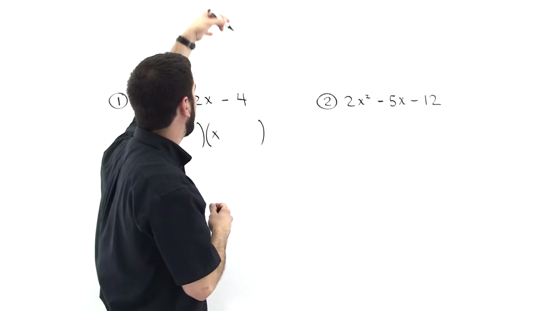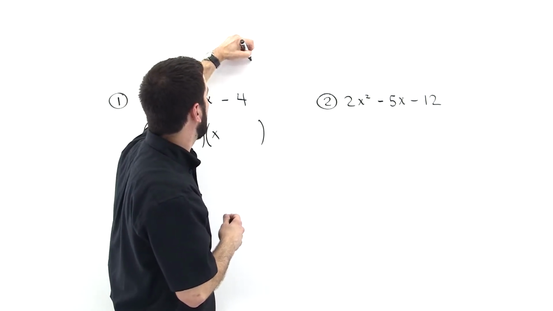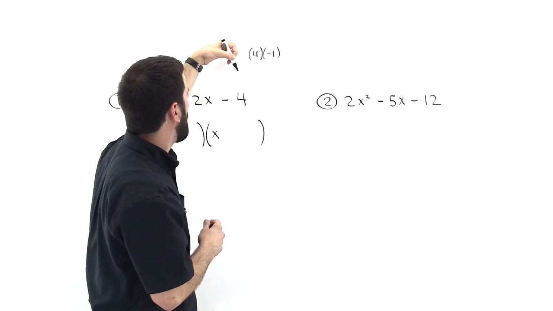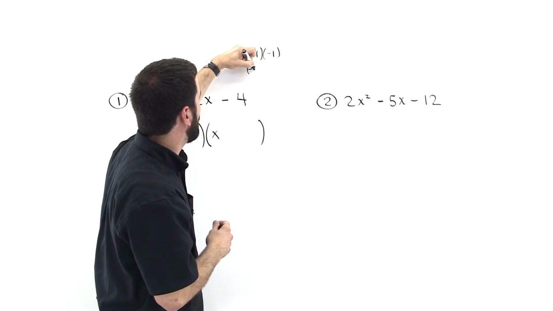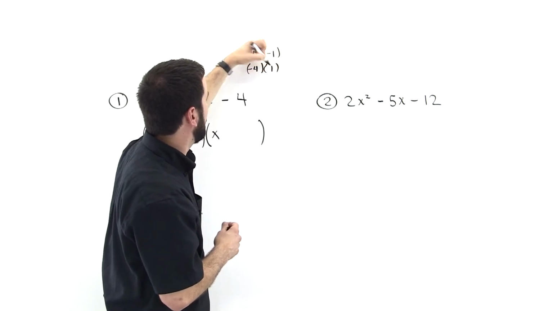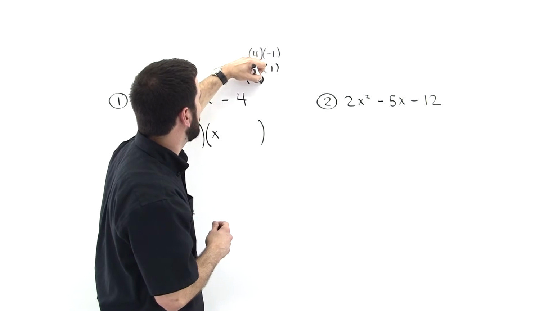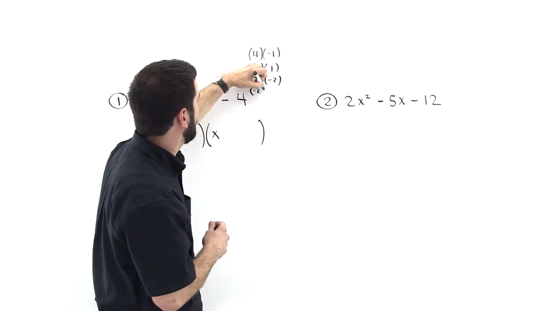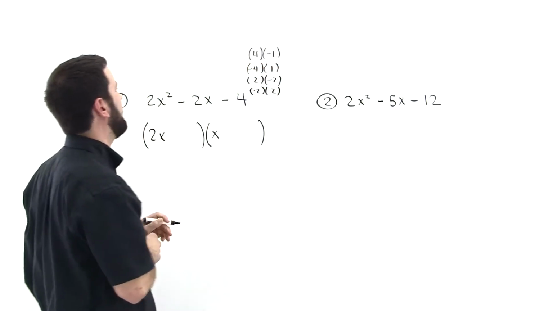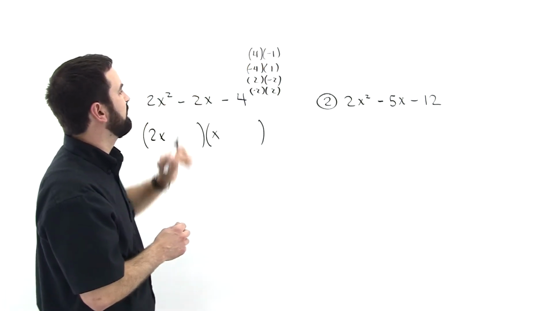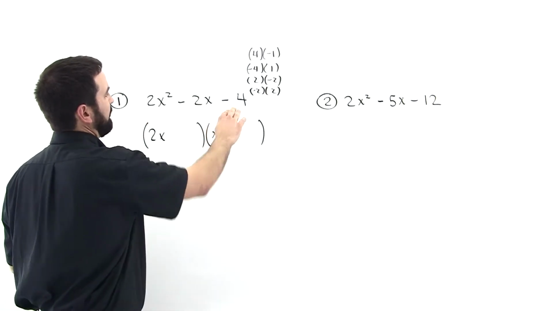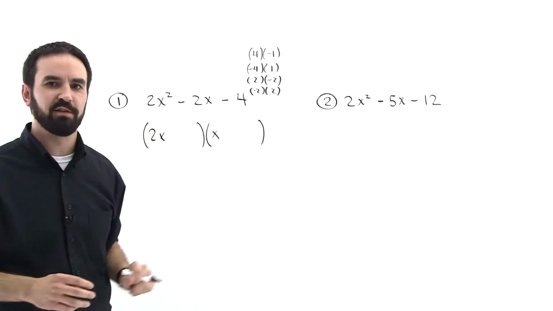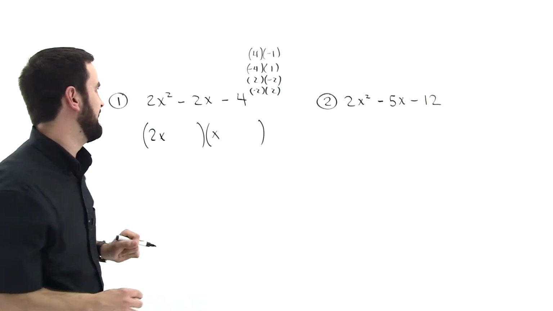So we could have 4 and -1, right? Or we could have -4 and 1. We could have 2 and -2. And then we could have -2 and 2, right? The product of all of those quantities is equal to -4. And there's going to be 2 of those, the answer is sitting there, right? We just have to find it.